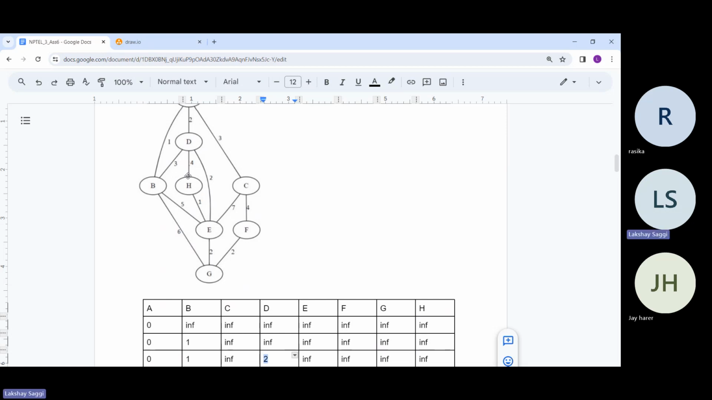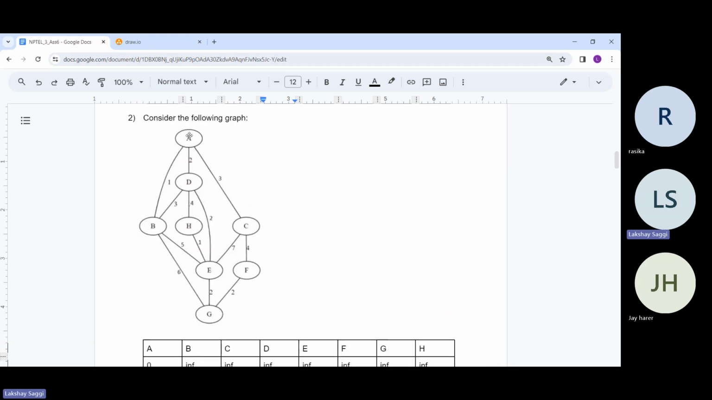But maybe 6 is not the minimum. Maybe the other vertices are at a nearer distance than this. So now we'll see if any of these C, E, F, and G is nearer than 6. And it can be seen that this vertex C is at a distance of 3 from A, and A was initially at a distance of 0 from itself. So we know that C is closer than H at least.